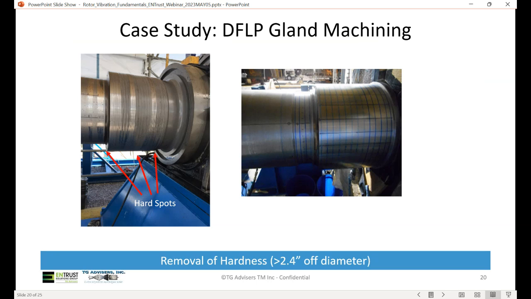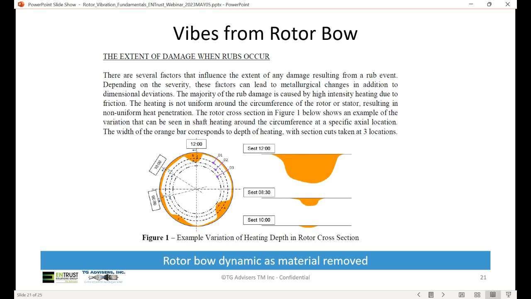This first case study is a double flow LP gland machining. 2.4 inches were machined off the diameter due to a hard rub. In this picture, you can see the location of the hard rub spots. The rub was not of equivalent depth all the way around. This hard rub induces high temperatures into the rotor structure, which can cause a rotor bow. As material is removed to remove the damaged material, the rotor can bow even more.